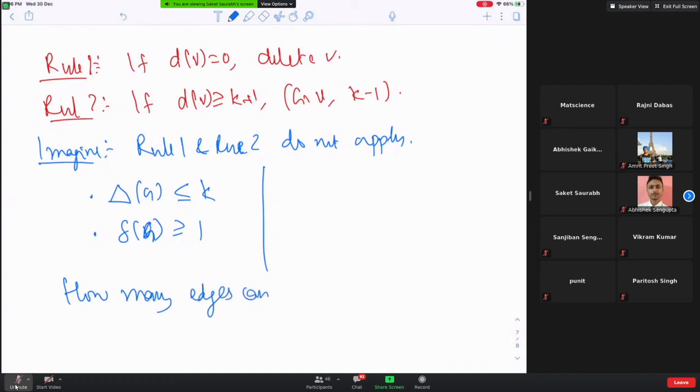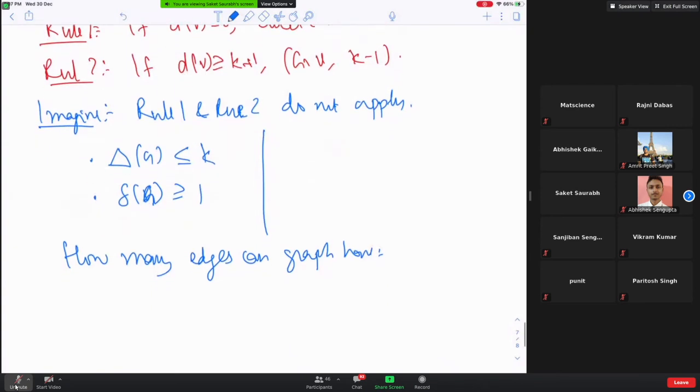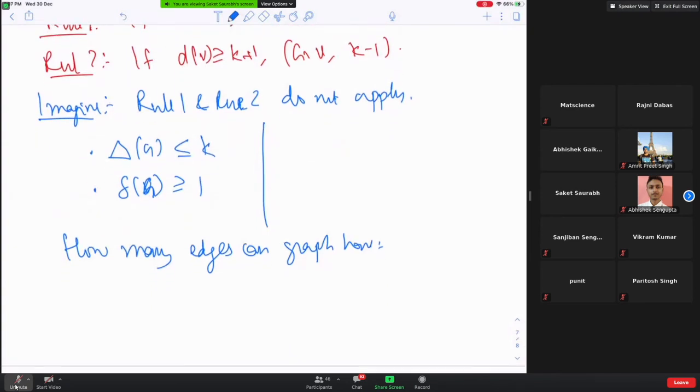2 times the sum of degrees. Or no, so sum of degrees by 2. How many edges can a graph have? And it could still be a yes instance.